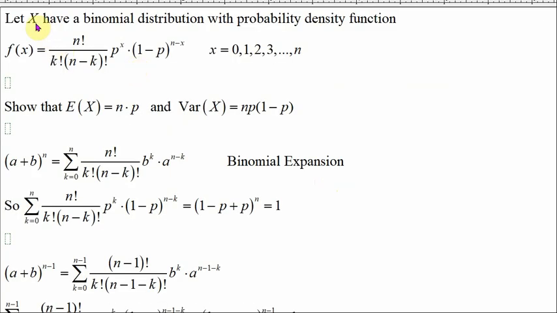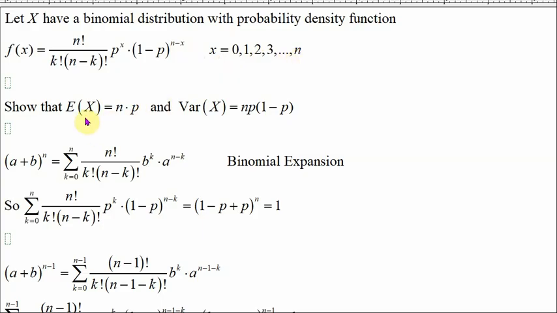And so here we have the random variable x has a binomial distribution with the following probability density function: f of x equal to n factorial divided by x factorial times n minus x factorial, times the probability of success p to the x, and then times 1 minus p to the n minus x. And x takes on the values of 0, 1, 2, 3 all the way up to n.